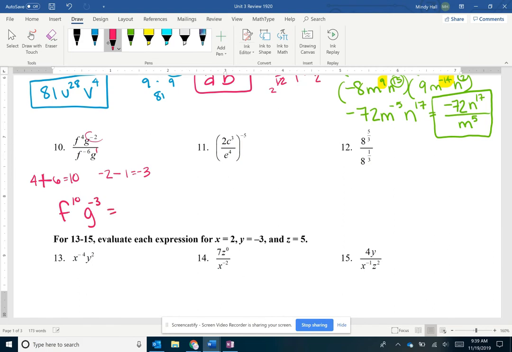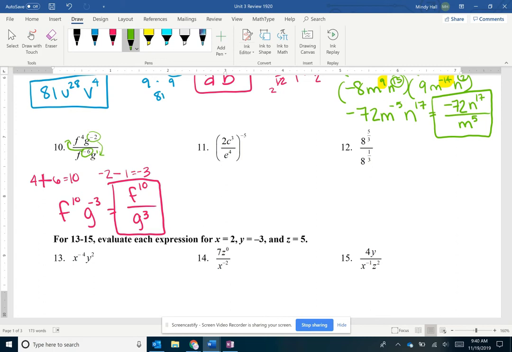Or, to write it in its simplest form, we keep the f to the 10th on the top, and g cubed is going to be on the bottom like that. Okay? Another way you could also think of it is that this f to the 6th would have to move up if you were to change those negative exponents. So then that would become a positive 6, and then 6 plus 4 is 10. And then this negative 2 with the g would have to move down, so then you'd have 2 plus 1, which is 3. So if you'd rather move the negative exponents beforehand, that's totally fine as well.